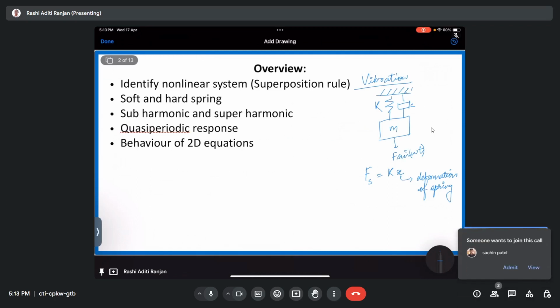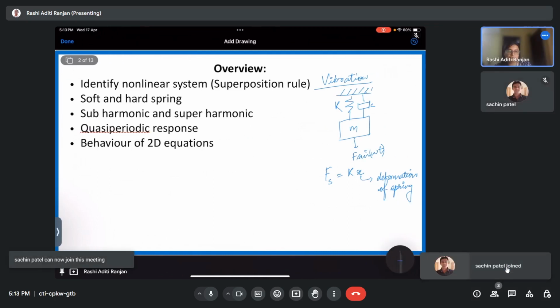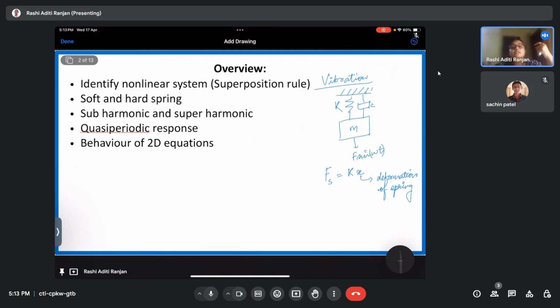What is the reason that this happens? The reason is that this happens due to the presence of nonlinearity in the system, right? So it is very important that we consider the nonlinear effect in the modeling so that we are able to get a more accurate solution for the system, right?